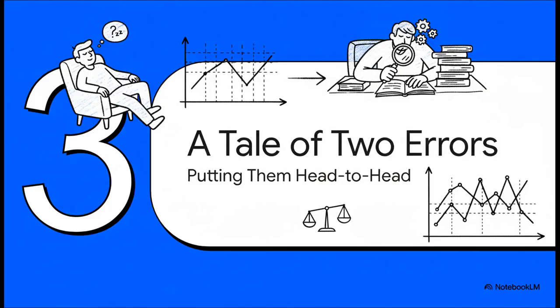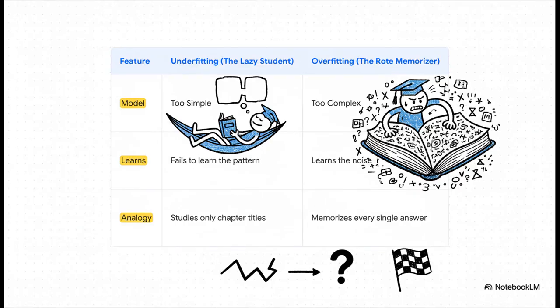So, here's the real key. These aren't just two random problems. They're two sides of the very same coin. On one side, you've got the lazy student who doesn't learn enough. On the other, you have the obsessive memorizer who learns way too much. So how do they really stack up against each other? When you put them side by side, it's crystal clear. The lazy student's model is too simple, so it misses the pattern. The rote memorizer's model is too complex, so it gets distracted by all the noise. One fails because it's too general, the other because it's too specific. And in the end, they both fail at the one thing that actually matters: performing on new data.